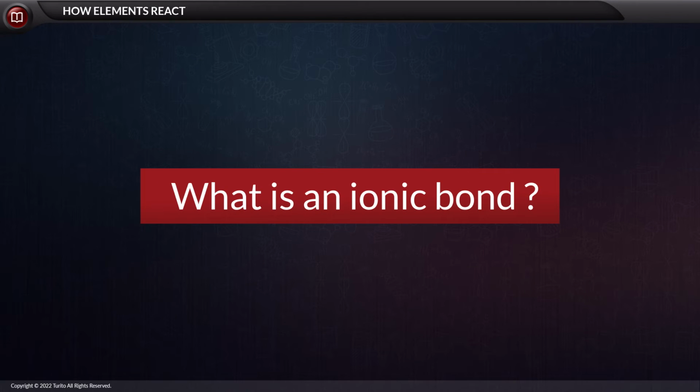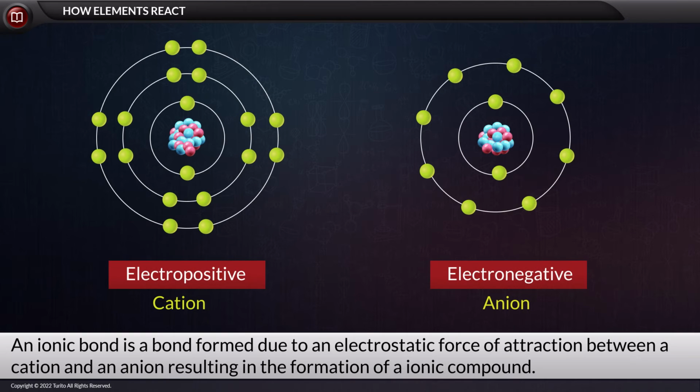Now, can you tell me what is an ionic bond? An ionic bond is a bond formed due to an electrostatic force of attraction between a cation and an anion, resulting in the formation of an ionic compound. Thus, there is a transfer of electrons in the formation of an ionic bond.